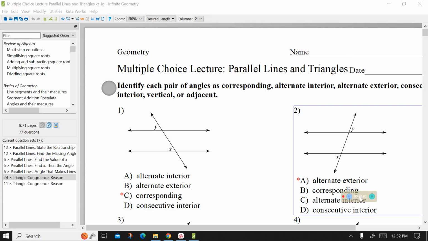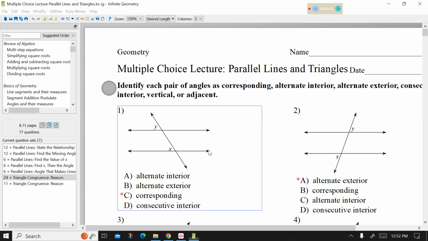So in this video we're covering the multiple choice lecture of parallel lines and triangles. I will be talking about some of the examples here. I might split this into two parts depending on how much time we got left. So I'm going to do the triangles first.